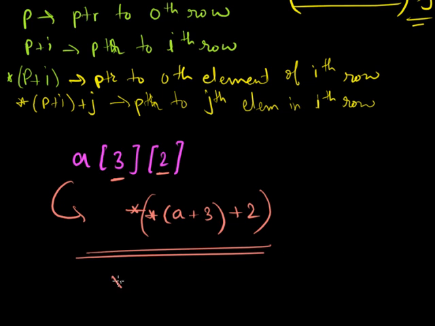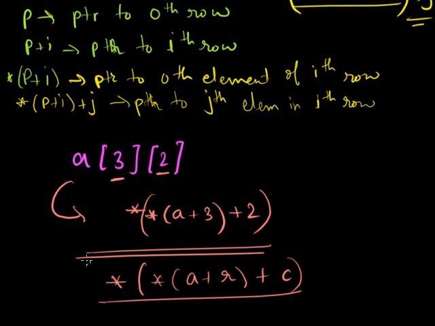So to summarize, to make it more generic, we have the notation like this. A plus i is the row, let's not use i, let's use r, and plus column. So this is the general notation of pointers and arrays.